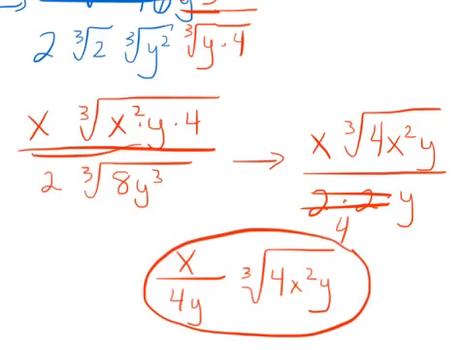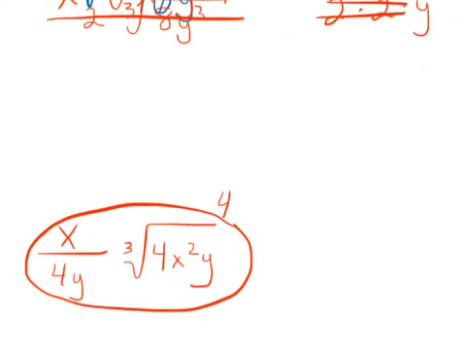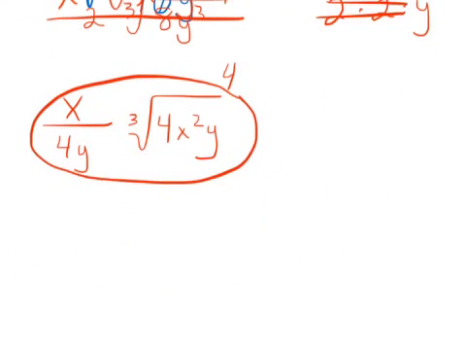Wait, just say that again. If you multiply it by 4, I don't understand that. That's not a problem. What was the original I gave you? It was x to the fifth over the cube root of 16y squared.